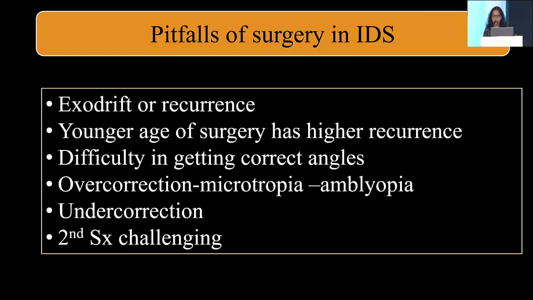And all of us who have dealt with these patients and have operated on these patients know the pitfalls. There can be exodrift or recurrence. The younger the age of surgery, the higher the recurrence. It is very difficult to pinpoint and get correct angles. You tend to slightly overcorrect to avoid this exodrift, but if you overcorrect more, then you can end up with microtropia and amblyopia. So you often get undercorrection and end up with a challenging second surgery.